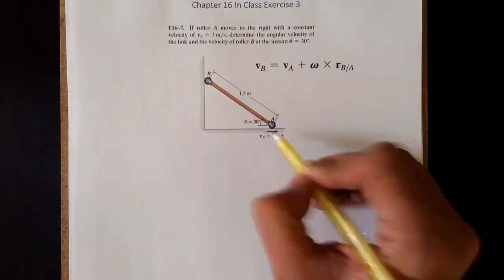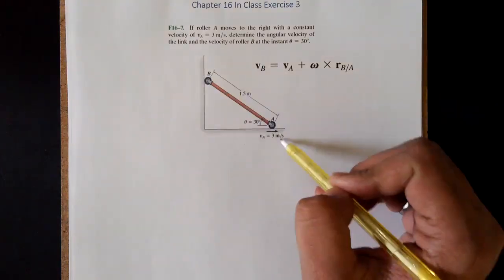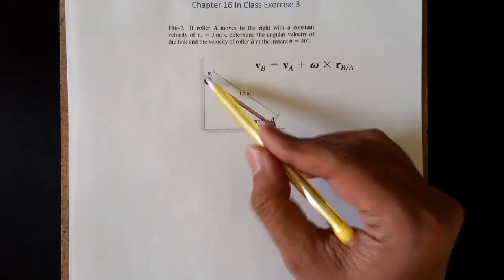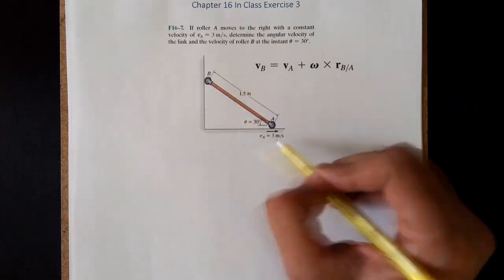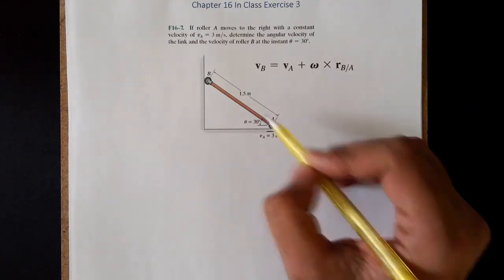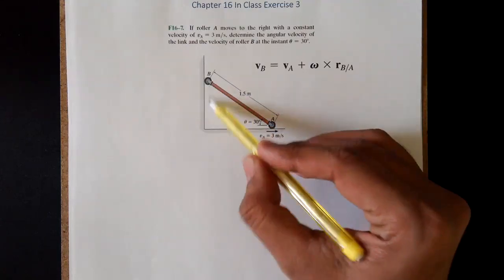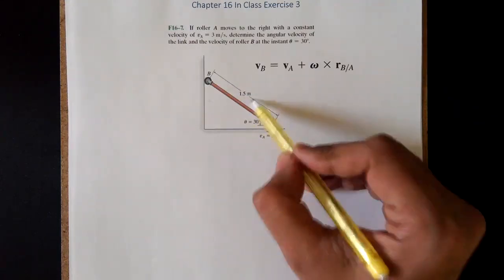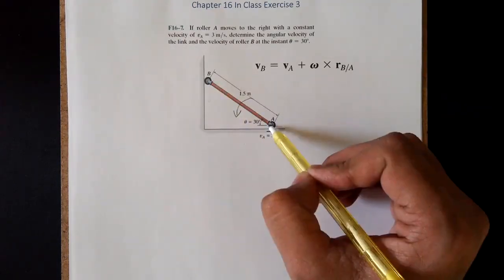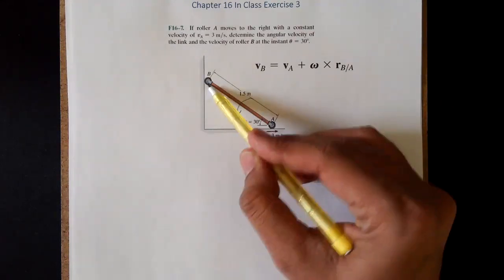So look at this link AB. You can consider that this is the wall and this is the floor, and this is a big rod which has one end resting on the floor and the other end is in contact with the wall. And then the end which is on the floor slides towards the right with 3 meters per second. And when this angle is 30 degrees, this end B moves down and this entire rod AB also rotates counterclockwise. So we need to calculate the angular velocity of the link AB and the velocity of the roller B.